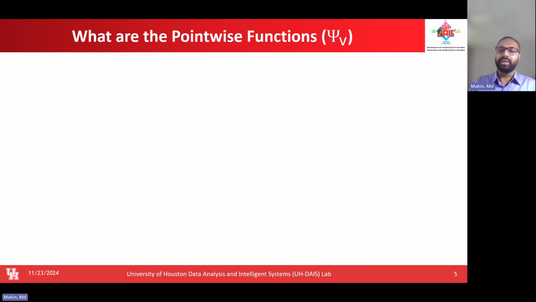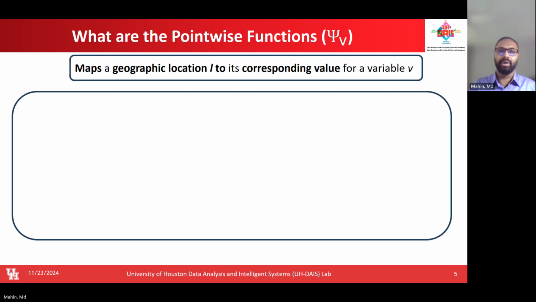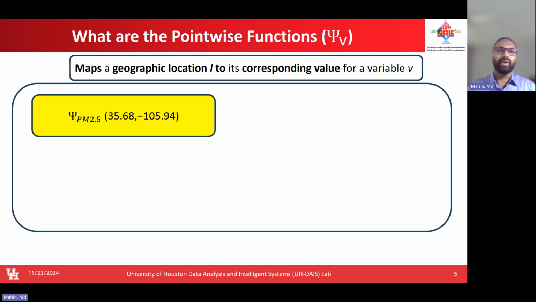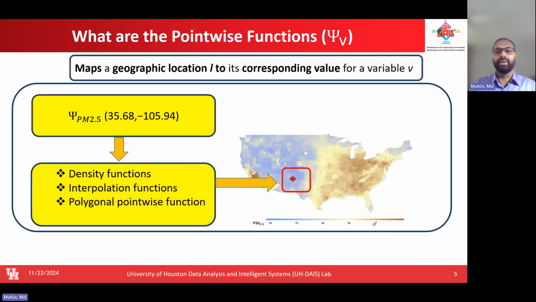So what are these pointwise functions? Let's say a pointwise function will take as input a location and return the corresponding value for that variable. For example, let's say we have a pointwise function related to PM25, and we give it as input a location which is Santa Fe Plaza. It may invoke different spatial functions like density function, interpolation function, or polygonal pointwise function. And this function will go through that location and calculate what is the value of PM 2.5 at that location, and will return a value like, for example, 3 in Santa Fe Plaza.